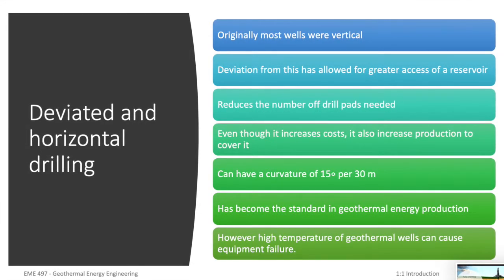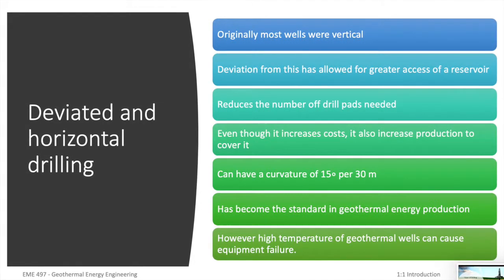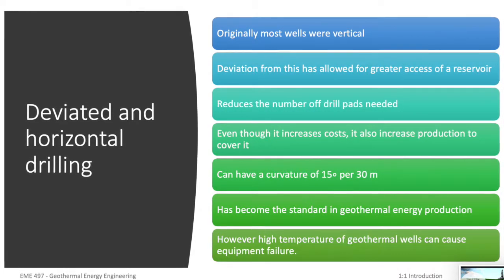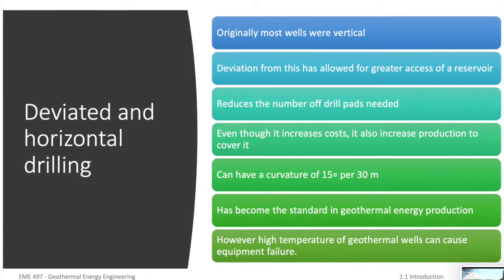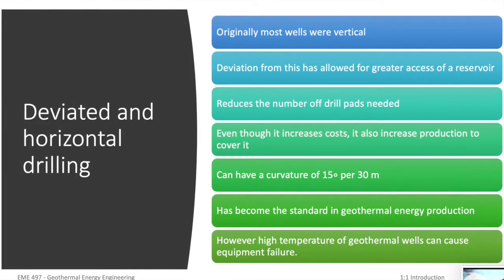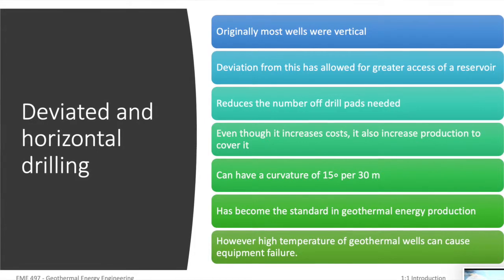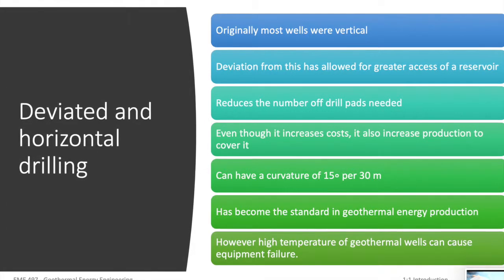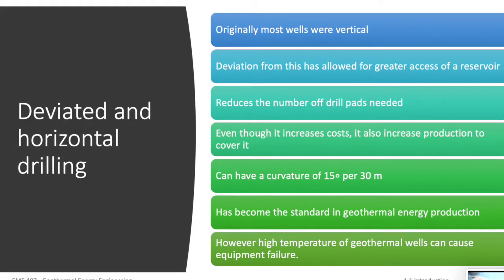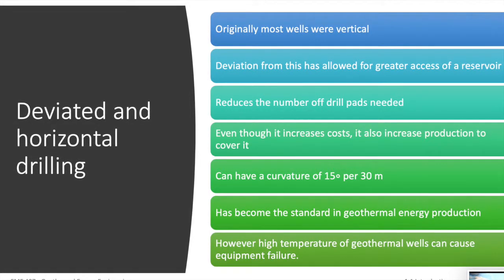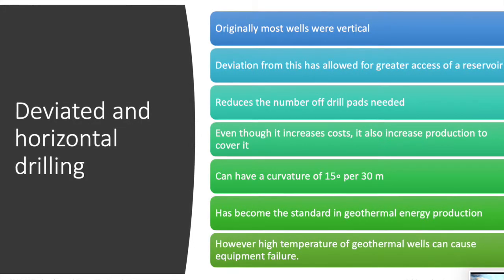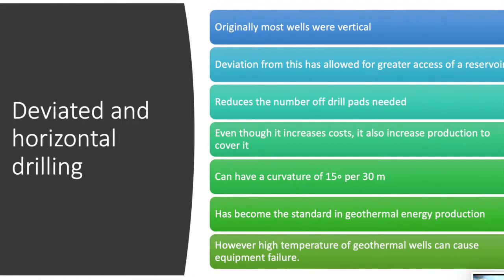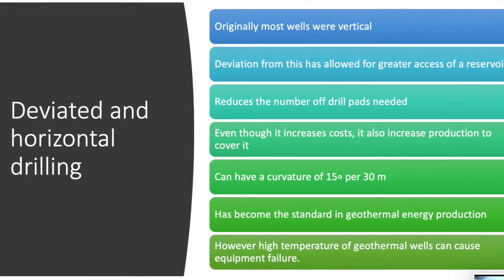An important thing to note is that having this deviated drilling and horizontal drilling does increase the costs of the project around 20%, but it is normally made up for in the fact that there's higher production of the reservoir. So in deviated drilling, as it goes down, it gains directionality, so it can have a curvature of about 15 degrees for every 30 meters. And this deviated drilling, horizontal drilling, has become the standard in geothermal energy.